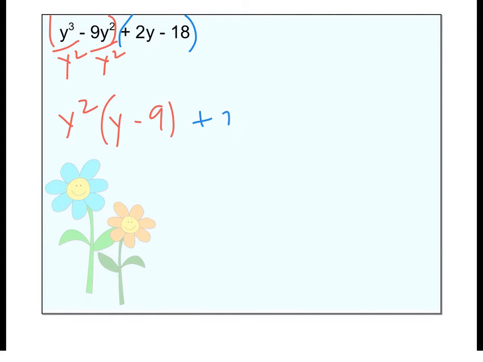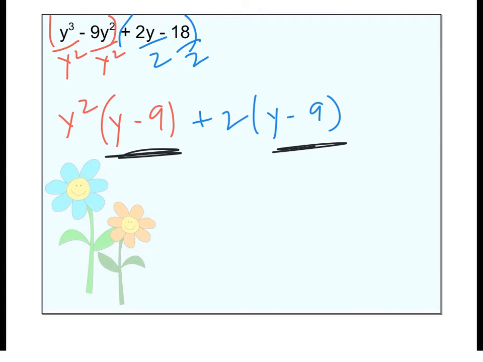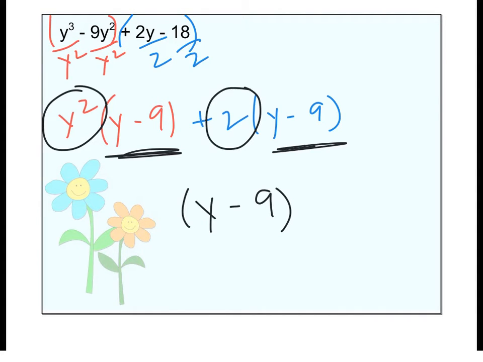Do the same with blue. Biggest thing I can take out there is a 2. Divide them both by 2. That leaves me with y minus 9. Again, when you end up with a binomial that's the same, y minus 9, you know that you have grouped and factored them correctly. So then for my final answer, I'm going to write the y minus 9 once, take the 2 numbers or monomials in front of each parenthesis and group them in a second one. And that is my final answer.